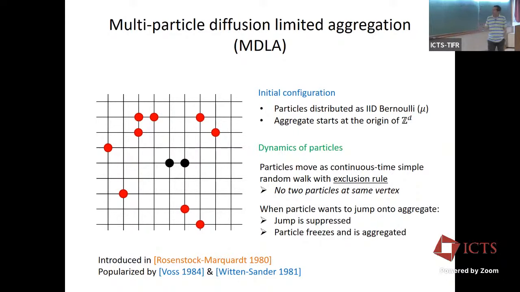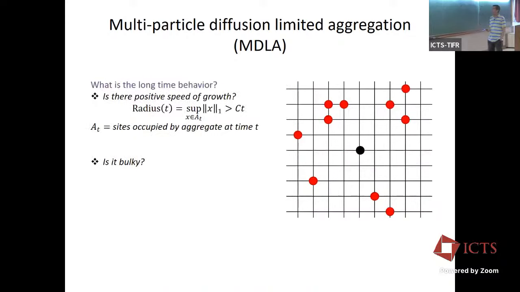So what do we want to know about this? I'm interested in the long time behavior of this process, and especially in two particular questions. I'd like to know whether there is positive speed of growth of the aggregate, the set of black sites, and by positive speed of growth, I mean something very modest. I just want the radius of the aggregate, where A_t is the aggregate, the sites occupied by the aggregate at time t, to grow. The radius of this set is just the supremum of the L1 norm of the vertices that are contained in the set.